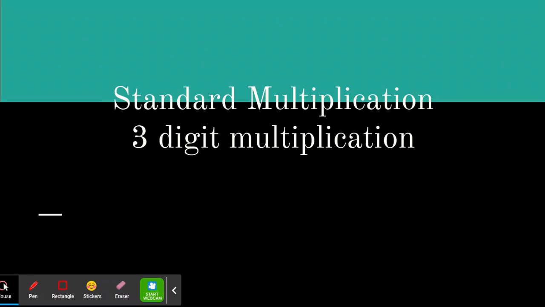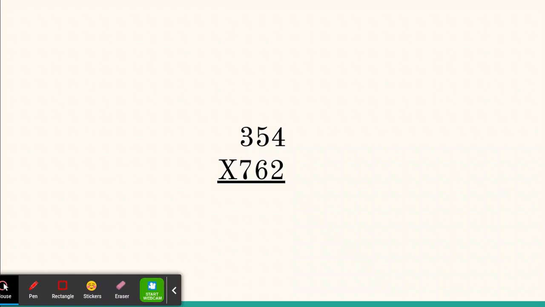We are going to show you how to do standard multiplication, 3 by 3 digit numbers. Today we are going to do 354 multiplied by 762. First we will start by multiplying 4 times 2.